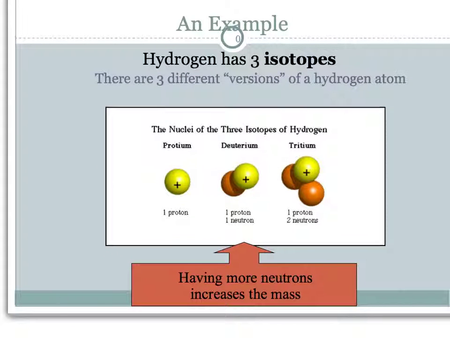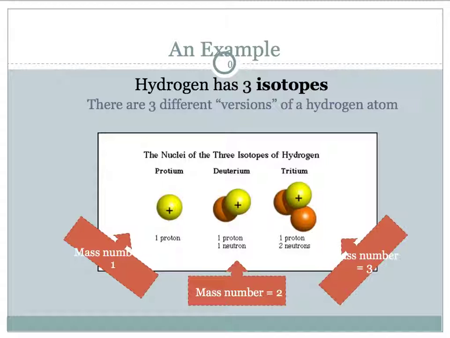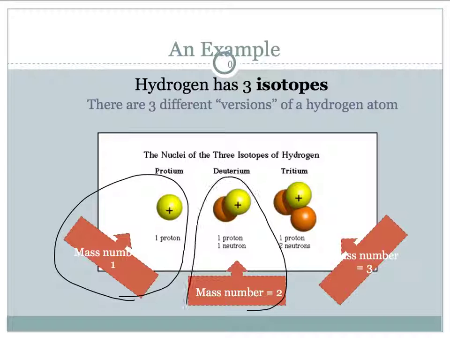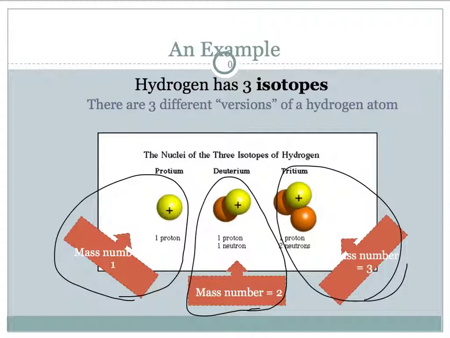Again, looking at those same 3 versions of hydrogen, we notice that having more neutrons does increase the mass of each one. However, it does not change the element. It is still hydrogen. So hydrogen has 3 isotopes, 3 different versions. Protium has a mass number of 1, deuterium has a mass number of 2, and tritium has a mass number of 3.